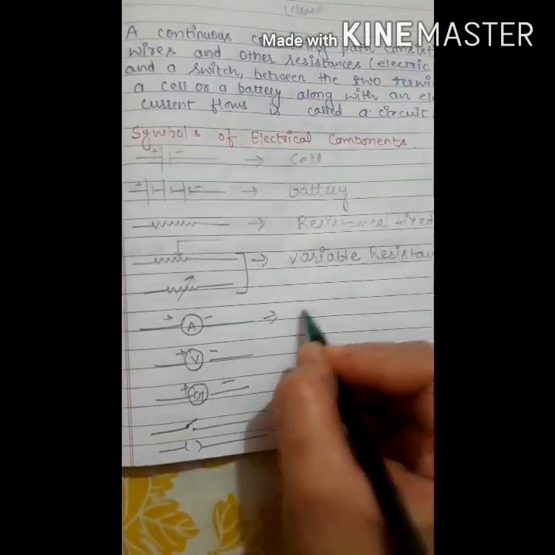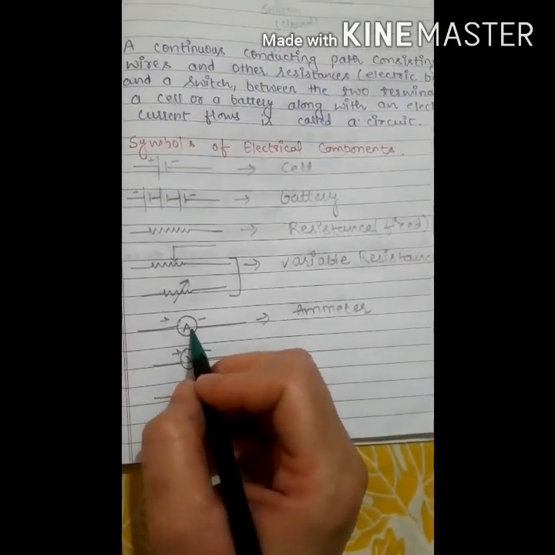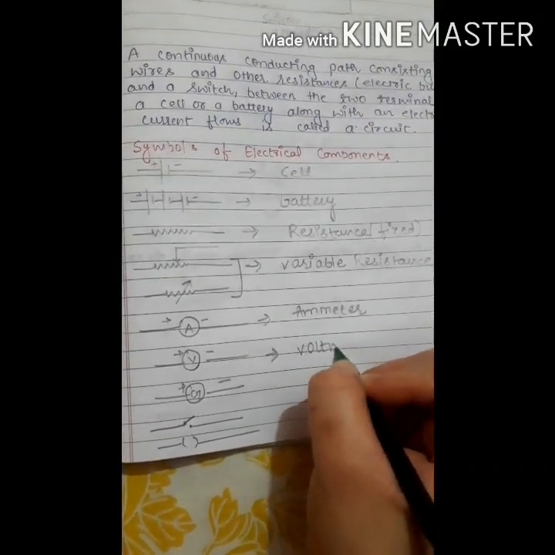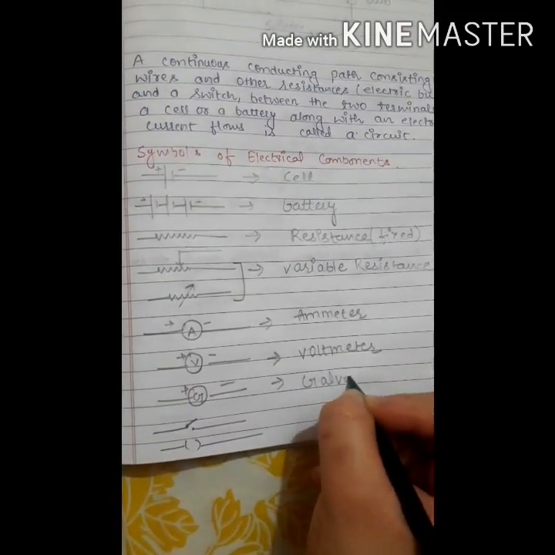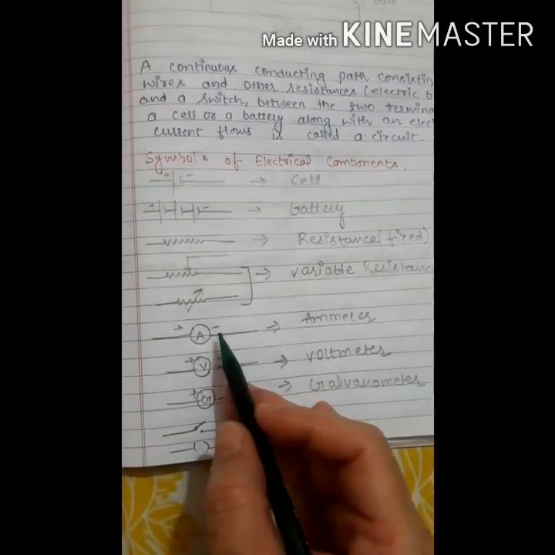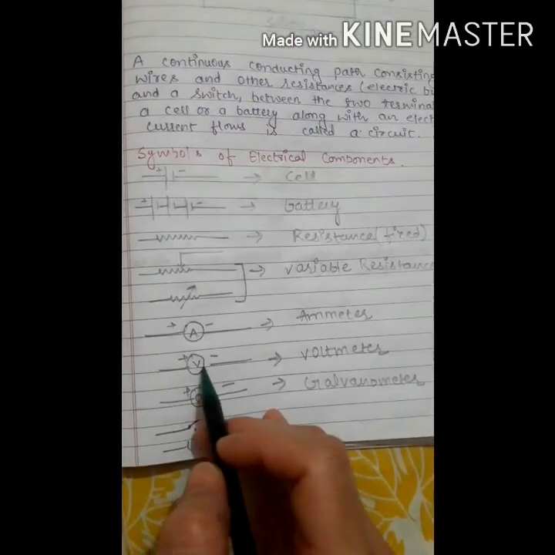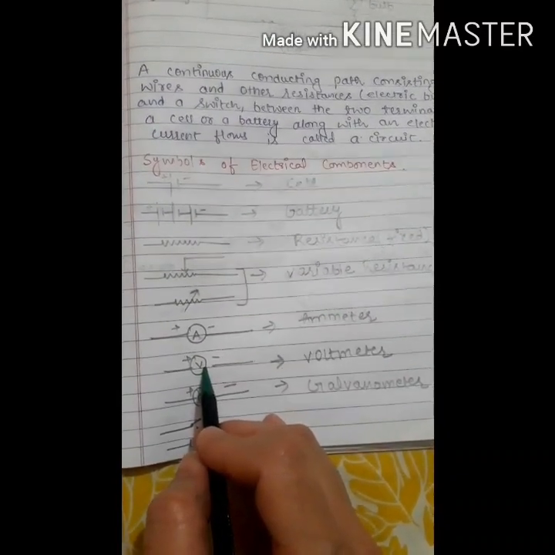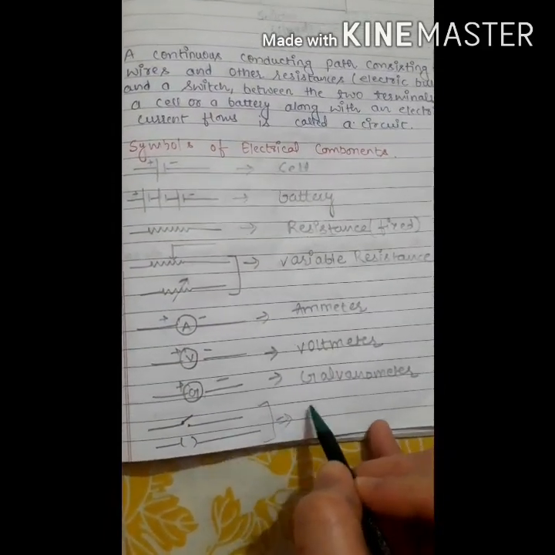This is the symbol for ammeter, which is represented by A. This is the symbol for voltmeter. This is the symbol for galvanometer. Basically, ammeter and galvanometer are measuring devices for current, whereas voltmeter is a measuring device for potential or potential difference. This is the symbol for switch, mainly open switch.